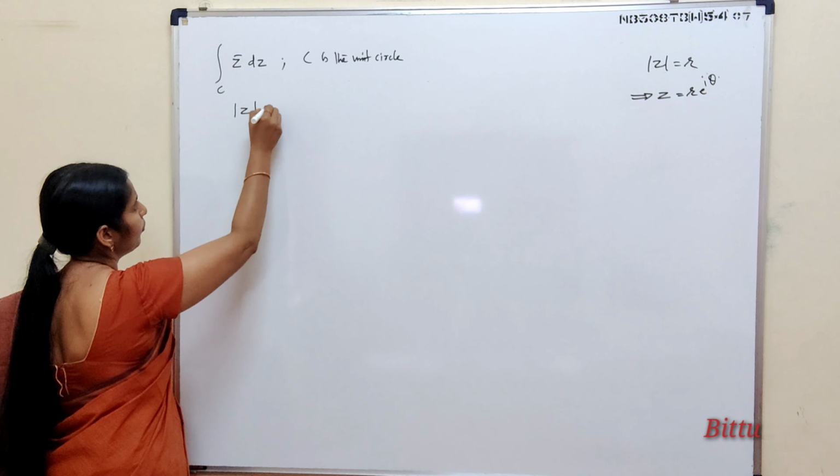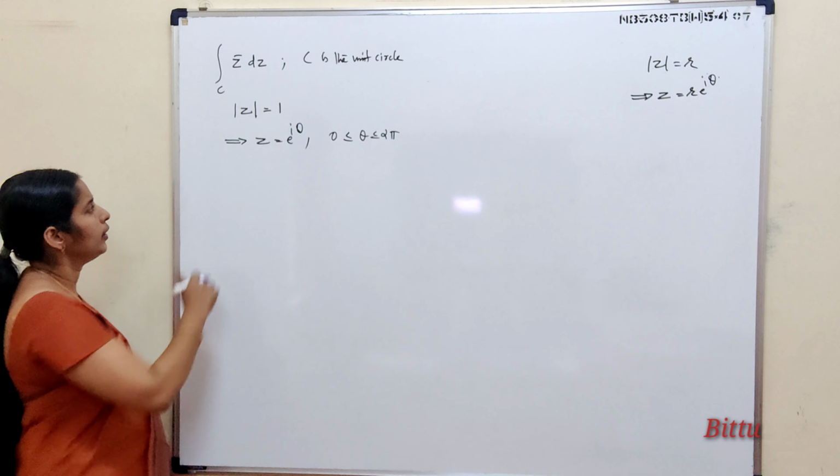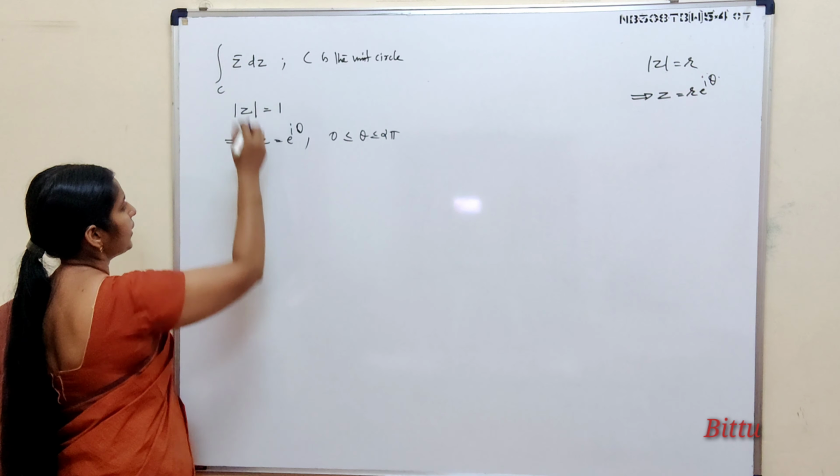See, in the case of circles, first you express its polar form. See, |z| equal to 1 implies z equal to e raised to i theta. And theta varies from 0 to 2 pi. You have to remember this result. Next you write what is dz. See, z equal to e raised to i theta. So what is dz? It is i e raised to i theta d theta.